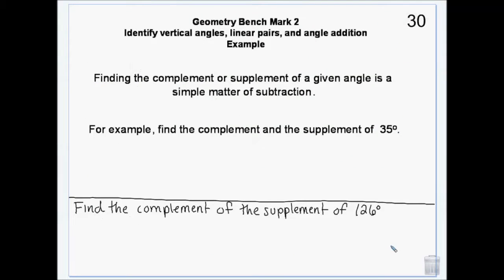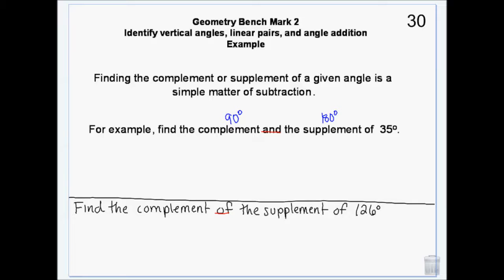What we have are some examples of complement and supplement. And if you recall, complement is 90 degrees, right? Supplement is 180 degrees. Now, the difference between these two problems, aside from the number of degrees, is this says "and" and this says "of." And that will become important. If I'm finding the complement and the supplement, I'm doing two separate problems. One problem is to find the complement, and one problem is to find the supplement.